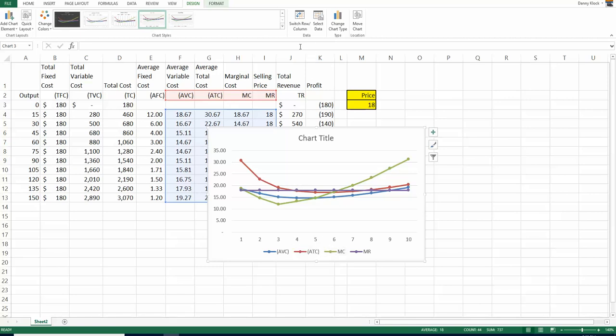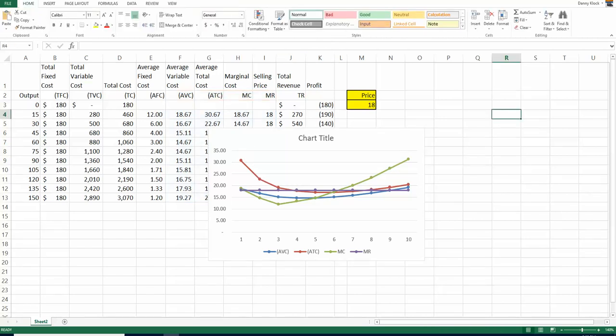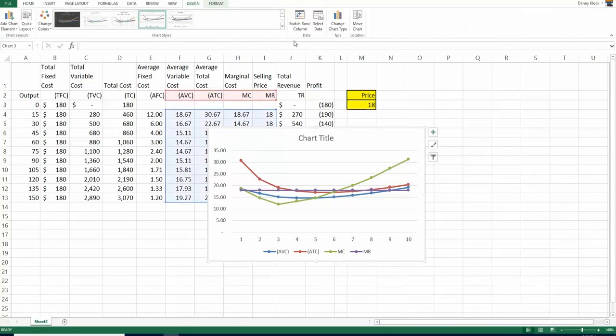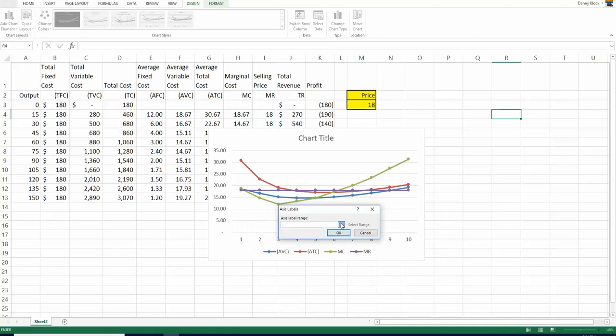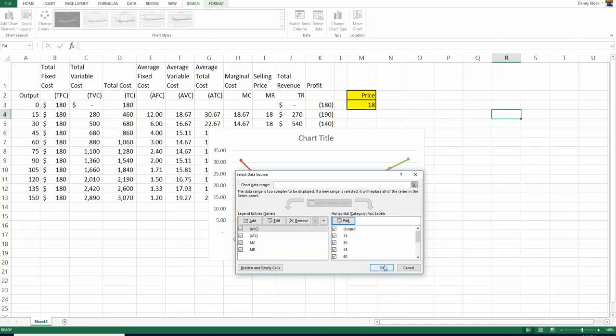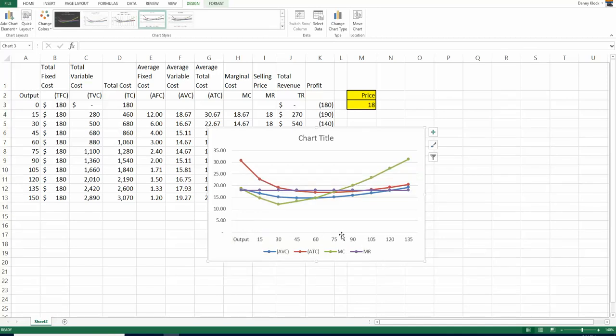So to do that, I'm still on the chart. If you click off the chart, your menu will change. So I'm clicking back on the chart and going on to select data. And again, the horizontal category, I don't know why they can't just say X, but I'm going to edit this and then select range. My cursor's blinking in there, so I'm just going to click on output, and again I have to have the same symmetry as the other series I did, so one click on output and then hold the control key down and do 15 to 150 and then OK again, and boom, there's my output down on the bottom.